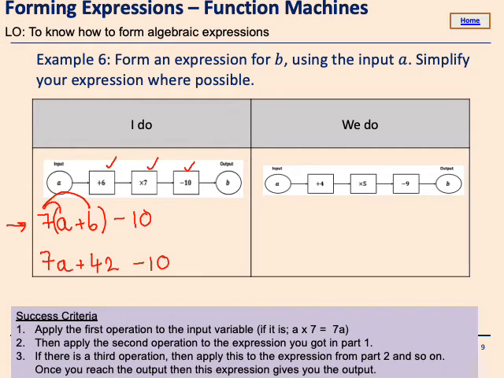And now I have some like terms that I can collect. So as you can see, we have the positive 42 and negative 10. So they can be collected together to give us 7A plus 32. So pause the video now and give yourselves a minute on this one. So try and not make any mistakes. Try and simplify where possible if you can. So give it a go now.